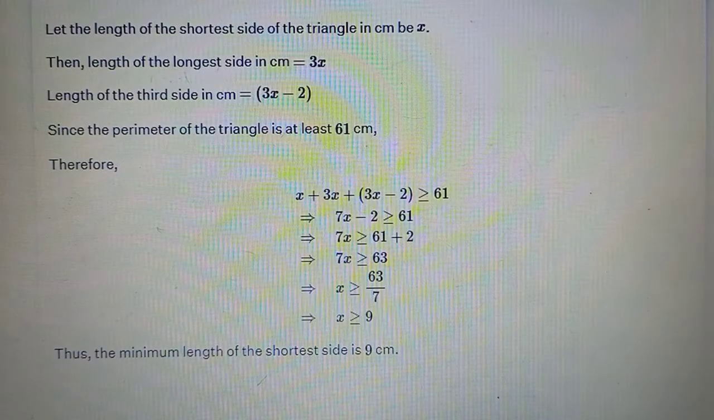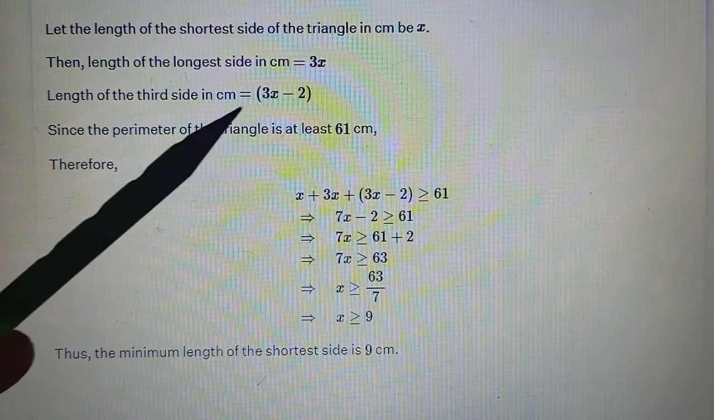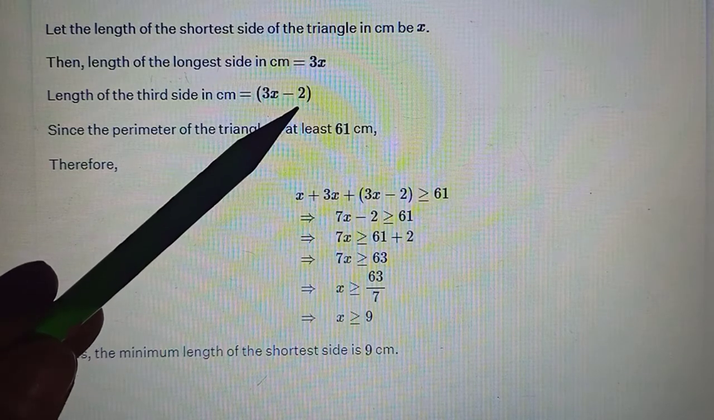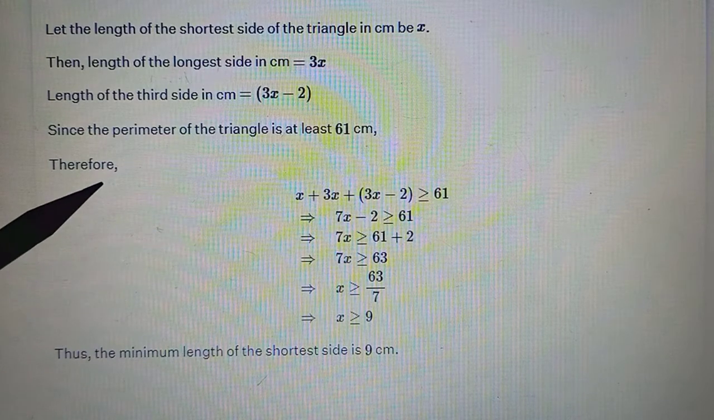Then we were told that the longest side is 3 times the shortest side, so it becomes 3x. Then we were told the third side is 2 less than the longest side. So the longest side is 3x, 2 less than that is 3x - 2. Okay, so these are all babyish questions, you all can easily get them.